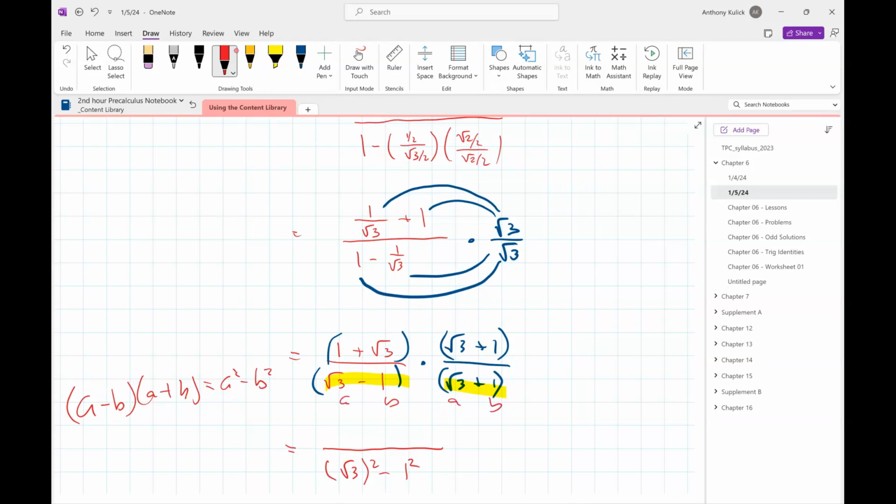Go ahead. So I like to use that quite frequently when doing this because it just cuts through some of the riffraff and gets me right to what I want. The numerator, though, I have to FOIL. So what do I get? I get root 3 plus root 3 squared plus 1 plus another root 3.